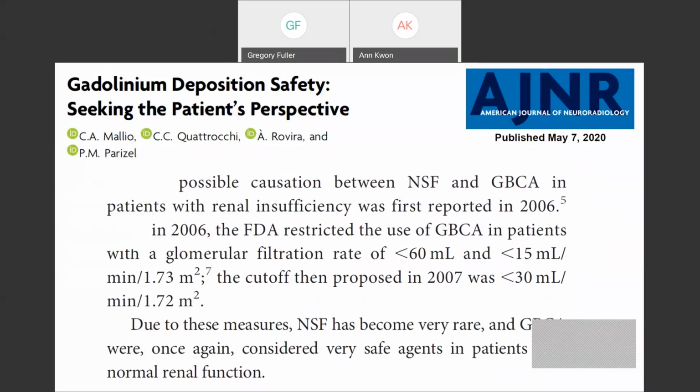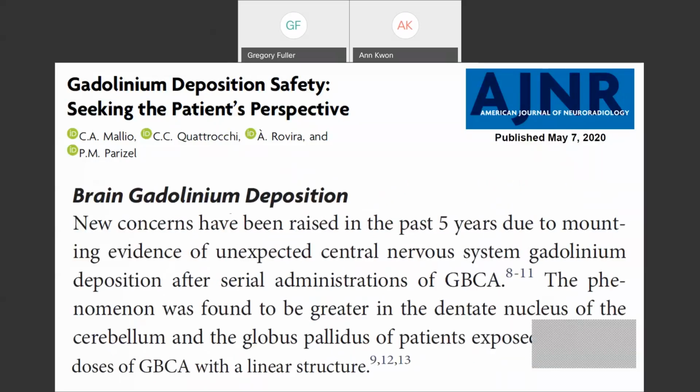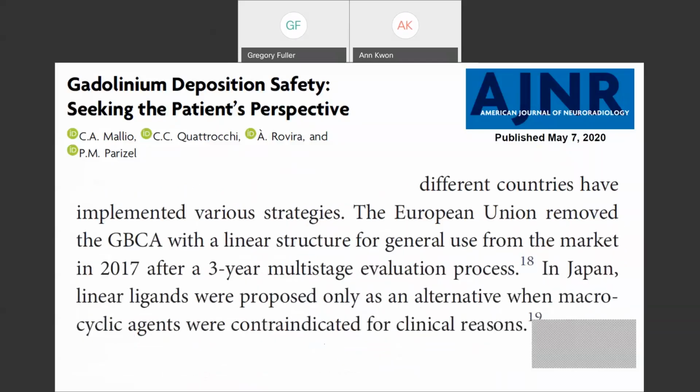And then, around 2015, brain gadolinium deposition. New concerns have been raised in the past 5 years due to mounting evidence. Unexpected CNS accumulation of gadolinium is found to be greater in the dentate, cerebellum, and globus pallidus of patients exposed to several doses of gadolinium chelates with a linear structure. Those are the main offenders.